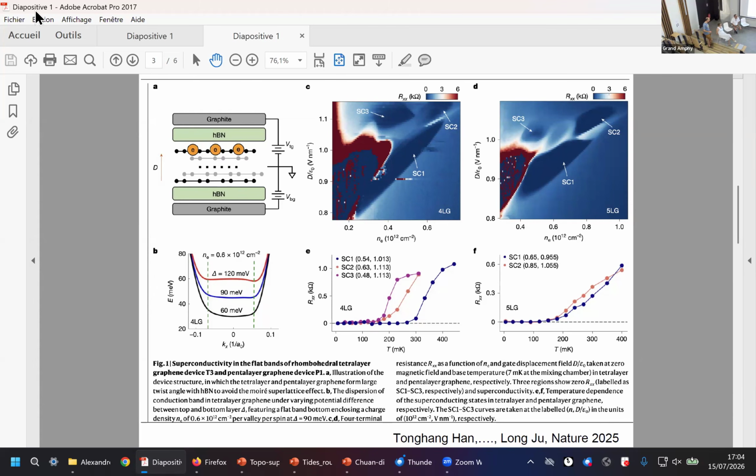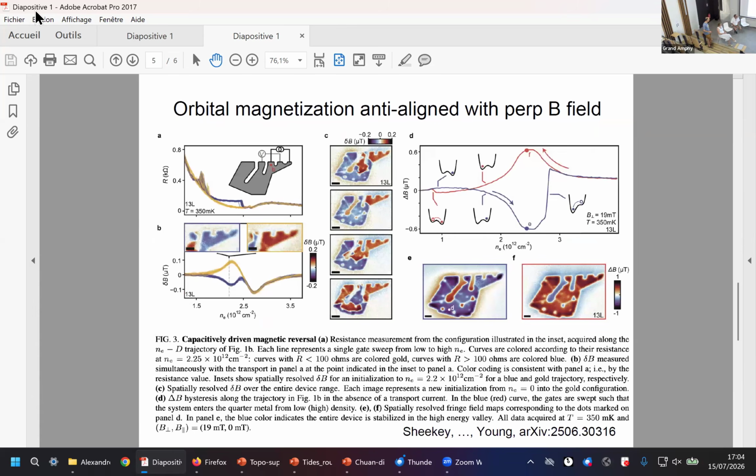For me, the most interesting, I would say, is the magnetic phase. And this is quite robust.